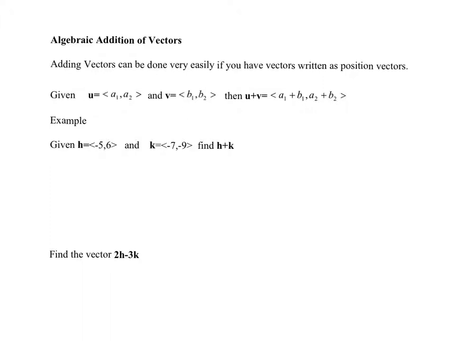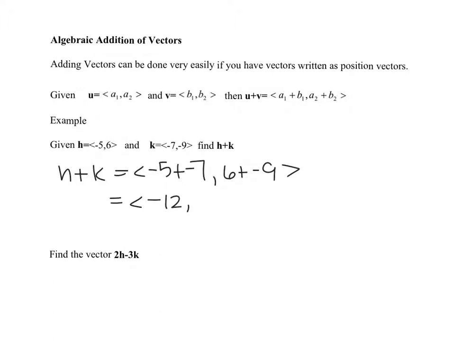So for example, given h is -5, 6, and k is -7, -9, we want to find h plus k. So h plus k is going to equal -5 plus -7, comma 6 plus -9, which is going to become -12, -3. And that is our sum.